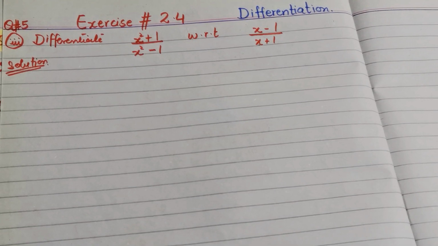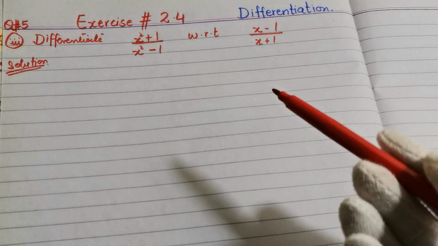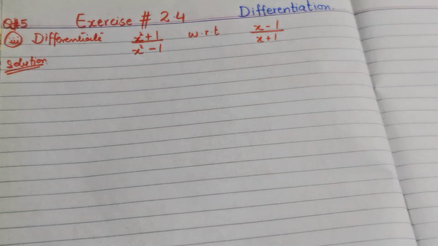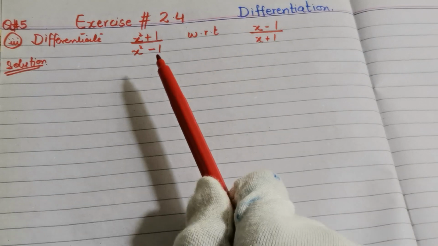Today we will solve question number 5 part 3. Differentiate (x square plus 1) divided by (x square minus 1) with respect to (x square minus 1) divided by (x plus 1). Now we can easily see that there are two terms, this one and this one. And how to solve this?